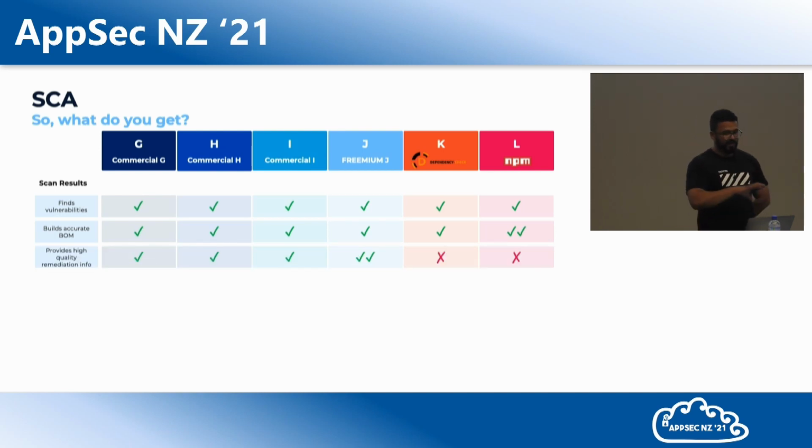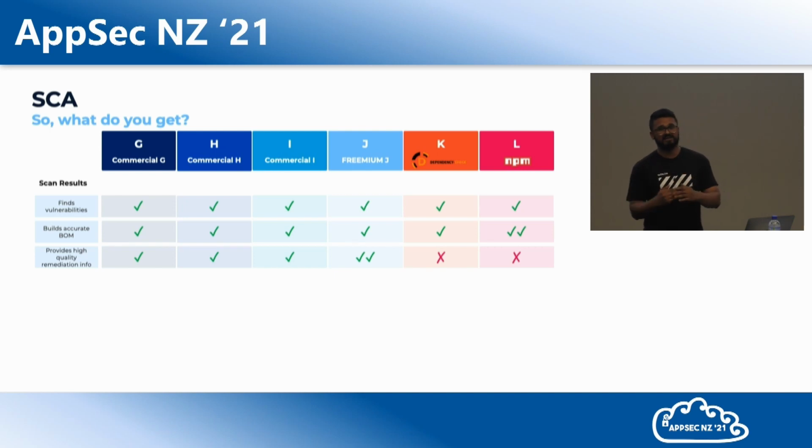And then the final way that we can distinguish, I think, really happens is the quality of the remediation info. So when you go into these vendor platforms, it really shows you in detail why this package has a vulnerability, what it is, what issues exist, and what you need to do to fix it. When we look at dependency check and NPM, that quality of information isn't quite there. Some of the commercial guys are a bit better than others as well.